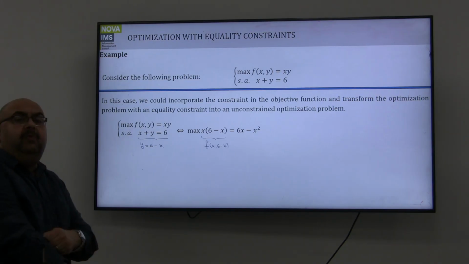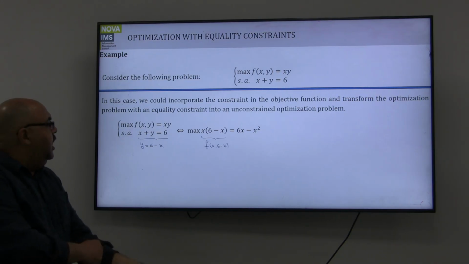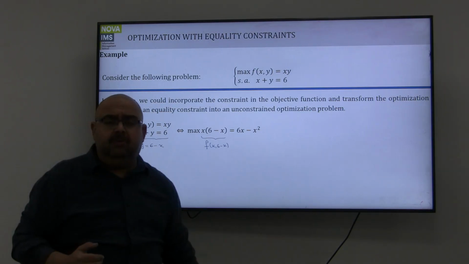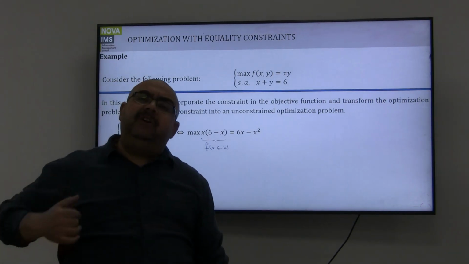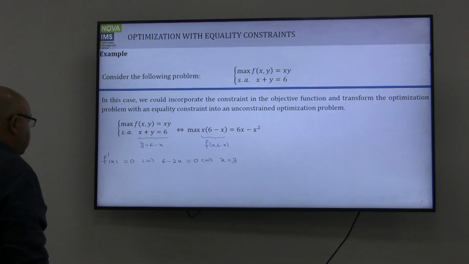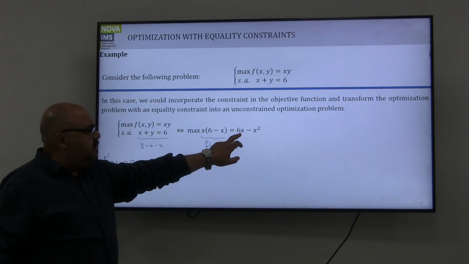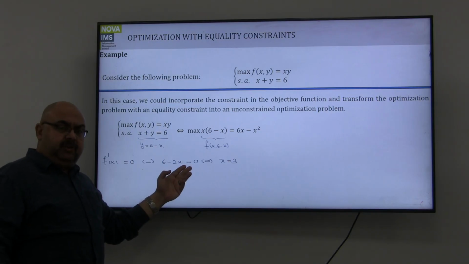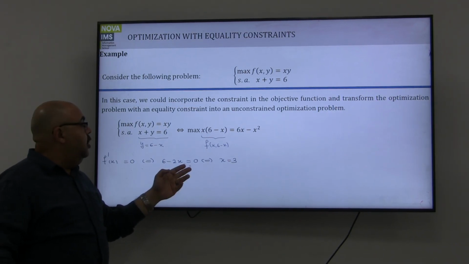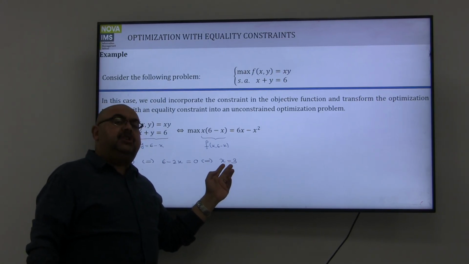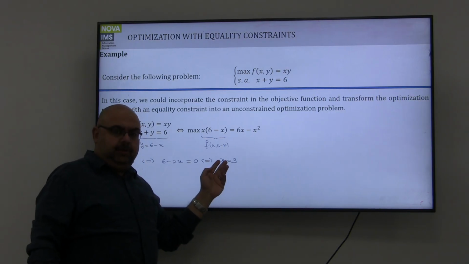Once I have this function to be optimized, it's going to be very simple. All I have to do is follow the main steps for functions in one variable, which means I get the first derivative, set it equal to 0 to get the critical points, then differentiate again to get the second derivative, and so on, as you know. The first derivative of this function is 6 minus 2x, equal to 0, the gradient equal to 0. From here, I get that the critical point, or stationary point, is at x equal to 3.